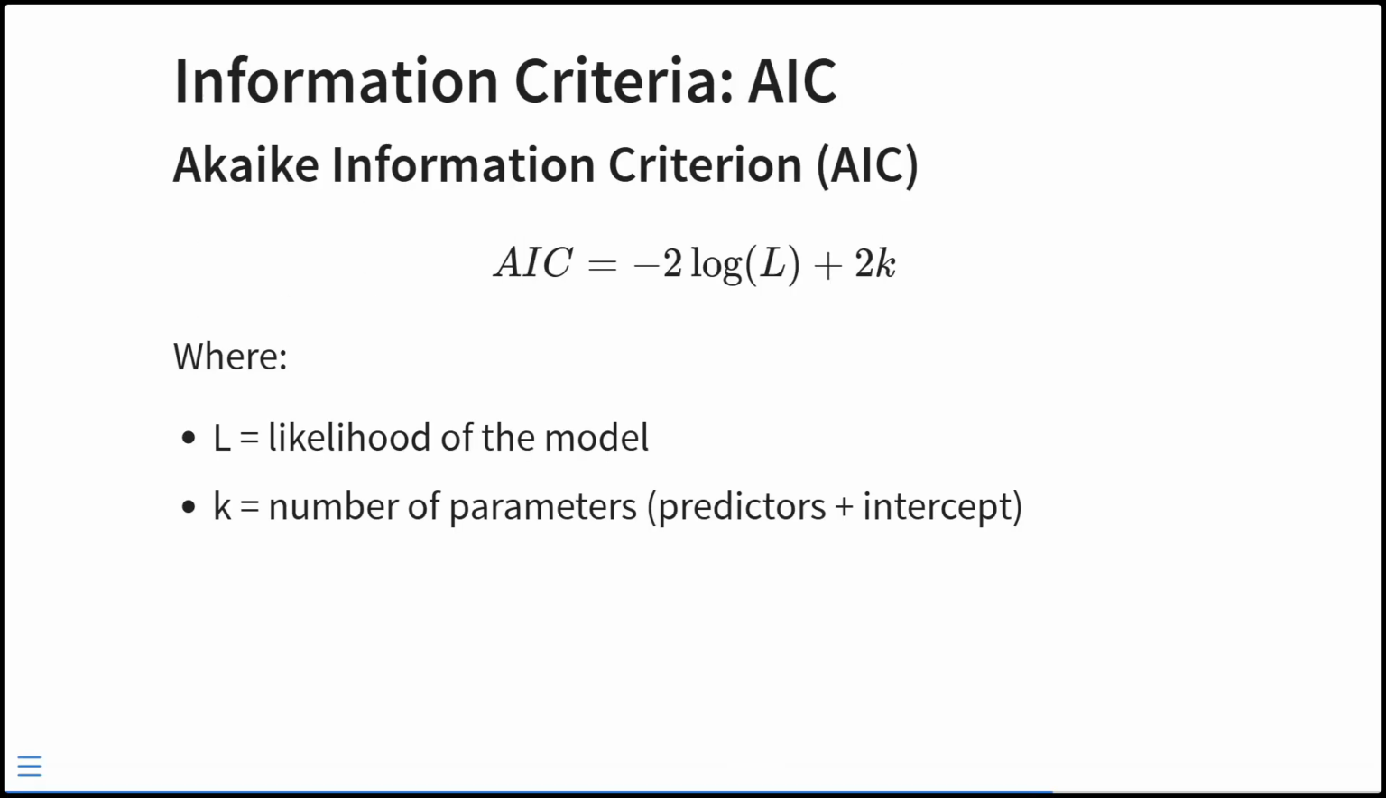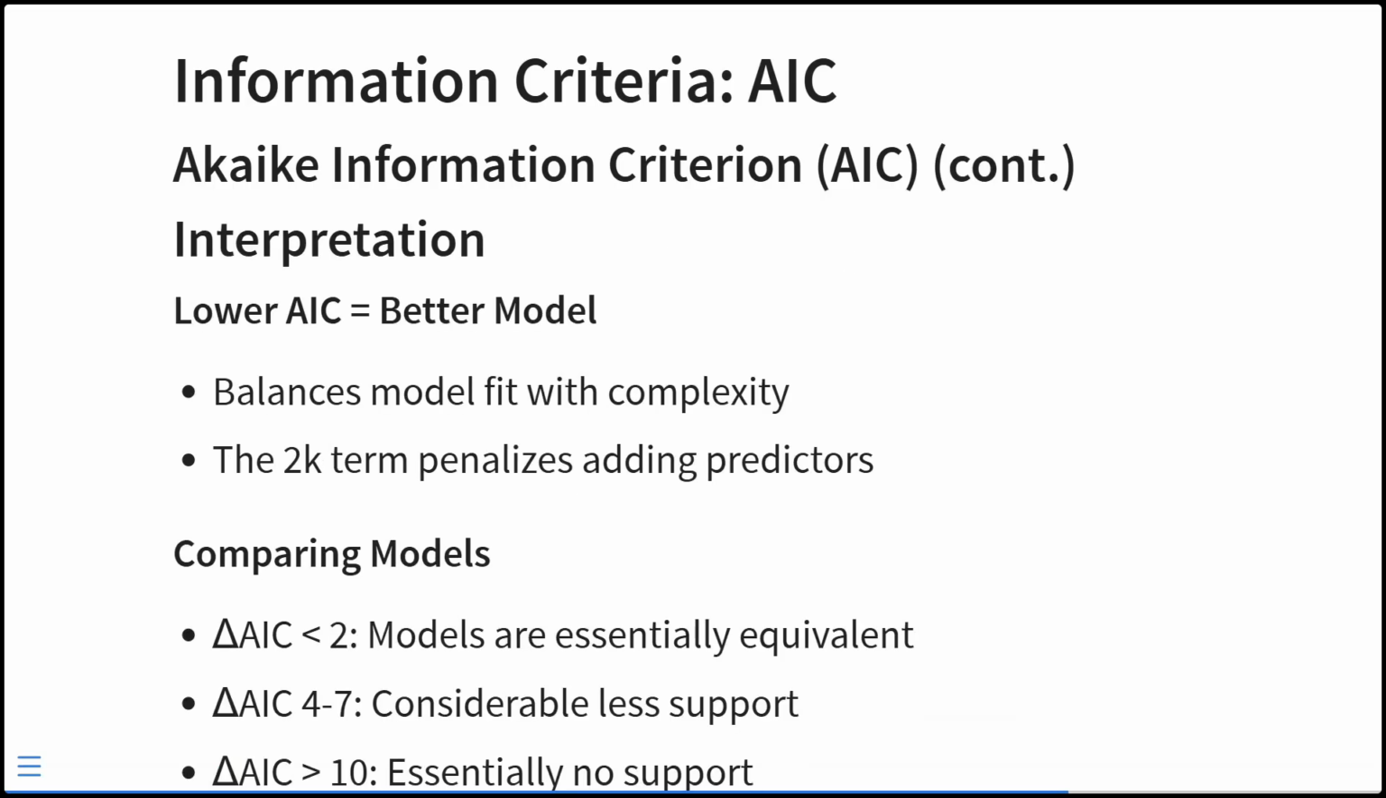So we have various information criteria for comparing models. We have what we call the AIC. The Akaike information criterion is usually used to compare models. If you have two AIC values from two models, you choose the one with the smallest value. This is the formula, but you don't need to calculate it; R is going to calculate it for you. We have the likelihood of the model and the number of parameters, predictors plus the intercept. So the lower AIC is the better model.